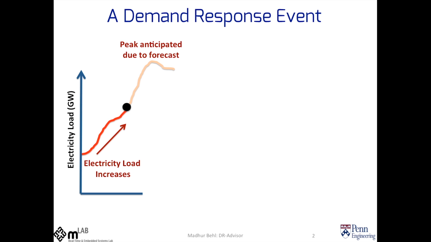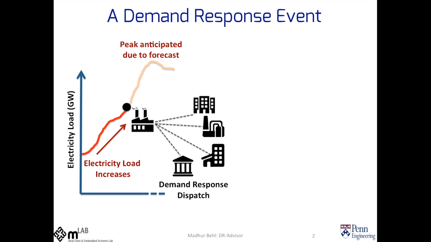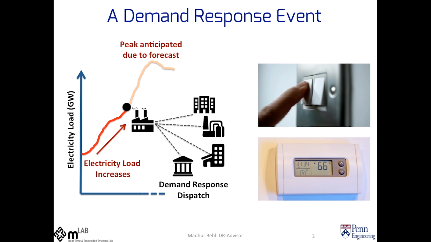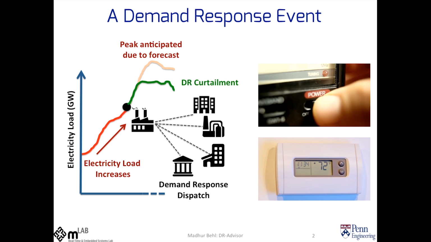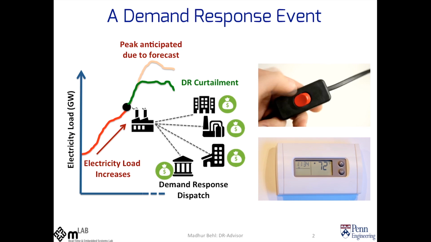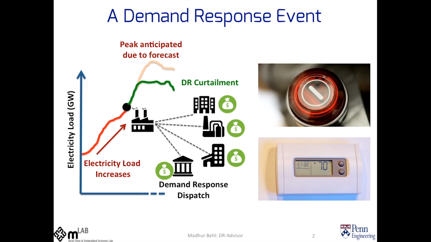At this moment in time, they dispatch a demand response request to the end users, which are large-scale consumers of electricity like universities, industry, large apartment buildings, etc., and ask them to shed their non-essential electricity load. As a result of this curtailment, the peak is avoided and the end users are financially rewarded for their participation.